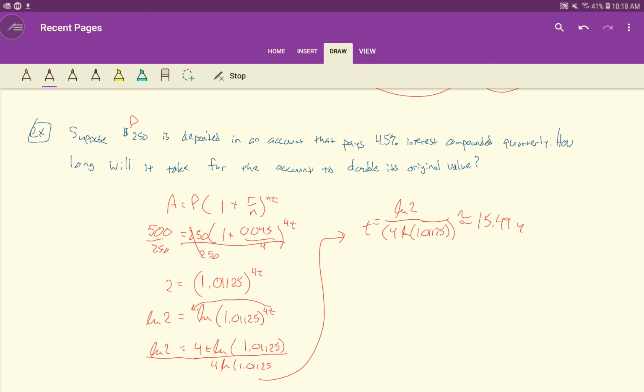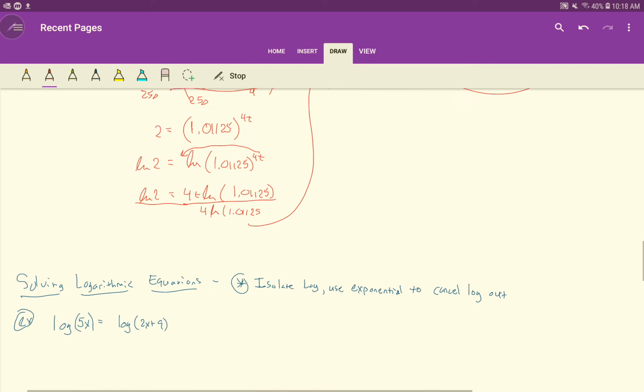15.49 years. Okay, you have to kind of look into the context of the problem if you want to give you like a whole number of years. I mean, technically, 16 whole number of years, right, is what's going to take. 15 years won't quite make it, right? So you can do a little bit further.